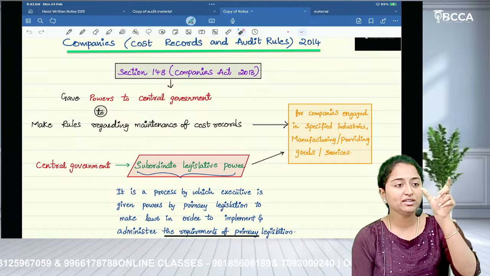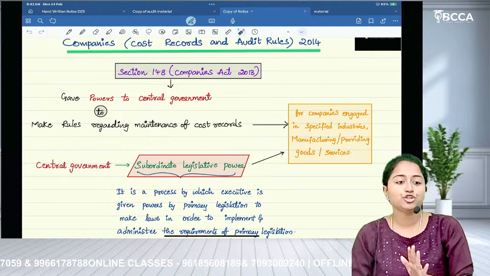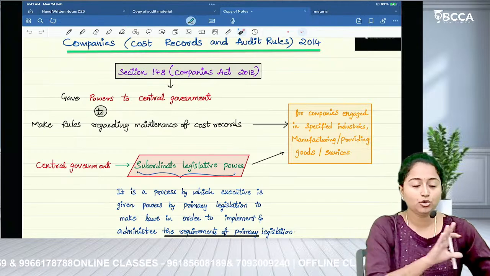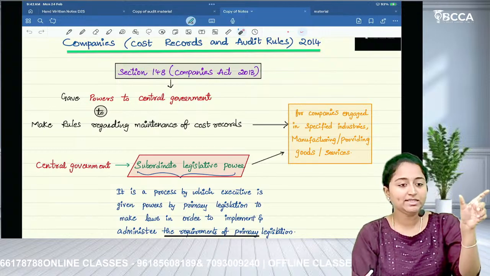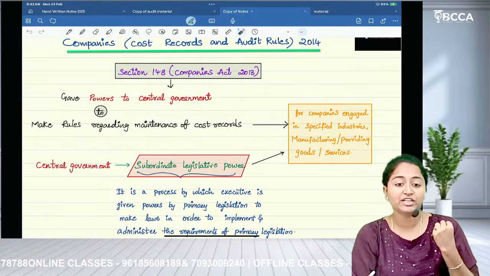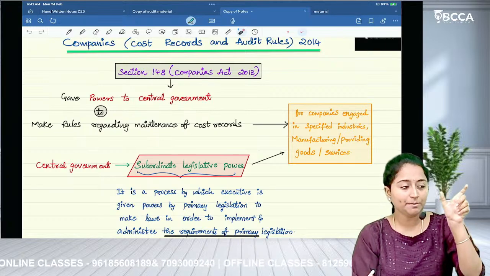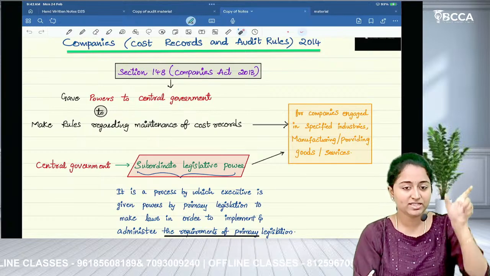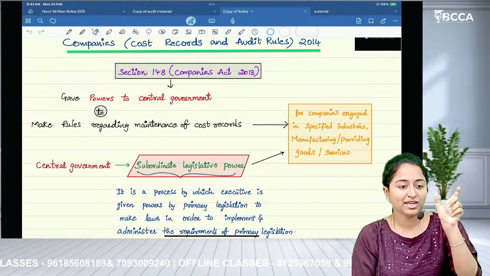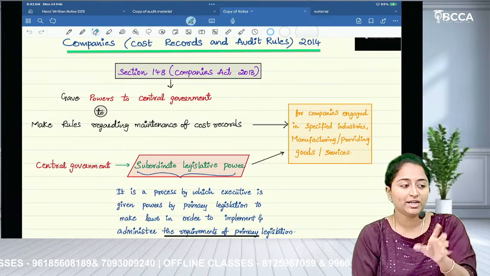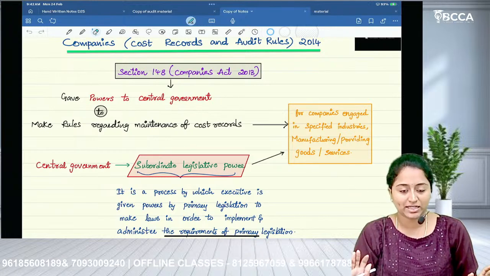There are certain sectors, certain products and services, which should be governed by the central government. Those are covered under regulated sectors. For both regulated sectors and non-regulated sectors, there are different limits for turnover and net worth criteria. If any company is doing the products and services given under the regulated sectors table, and they are meeting the turnover and net worth limit, then they have to comply with the regulations. Similarly for the non-regulated sectors also.